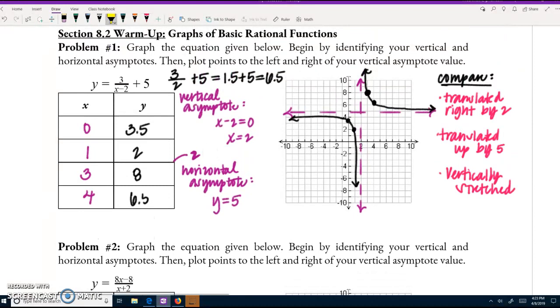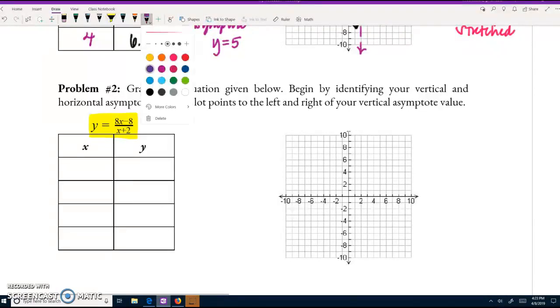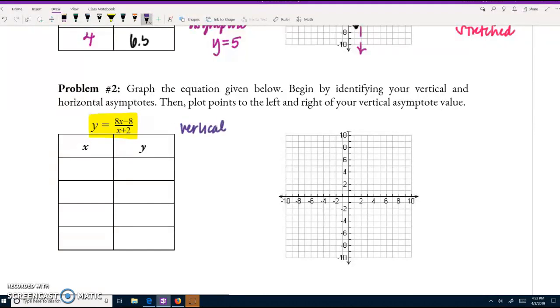So problem 1 was in our format that allows us to really easily identify shifts to the left and right and up and down. Problem number 2 is a little bit different because we just have one linear function divided by another linear function. So it's not in the format that we can as readily see where our shifts have occurred. So what I want you to do with these ones is still begin by identifying your vertical asymptote.